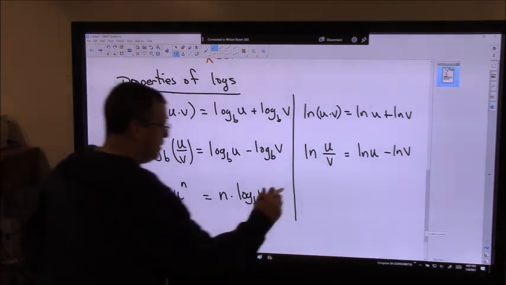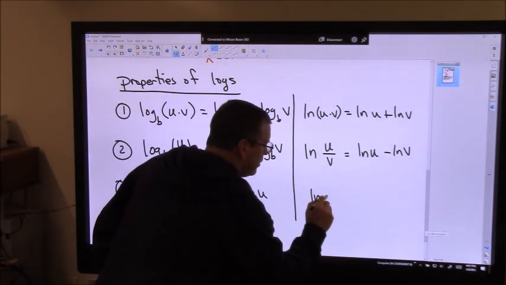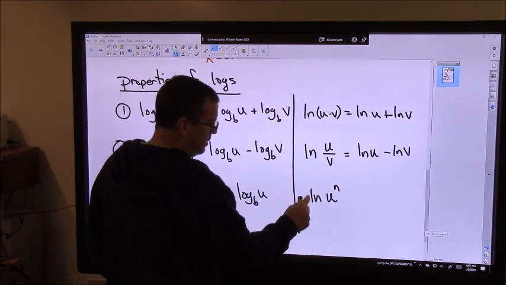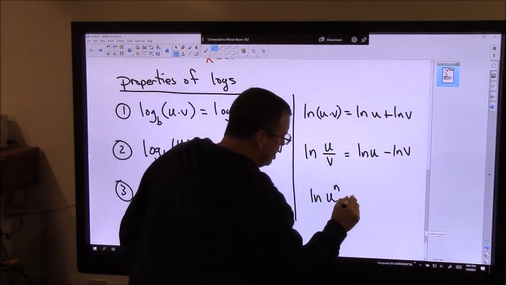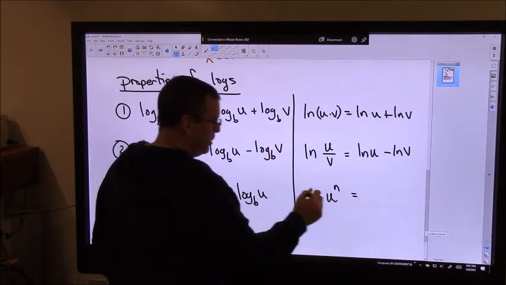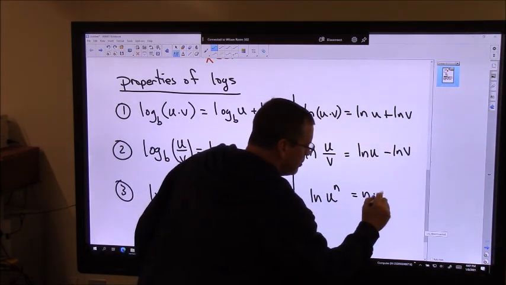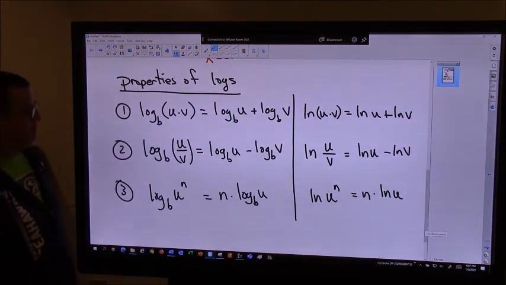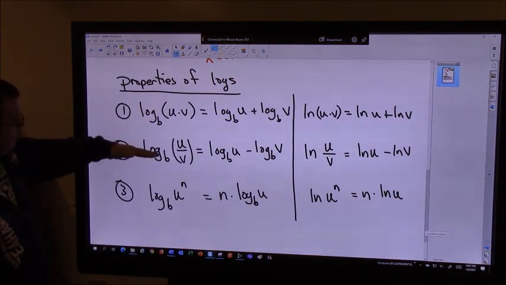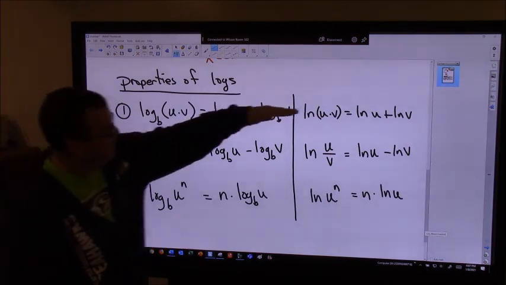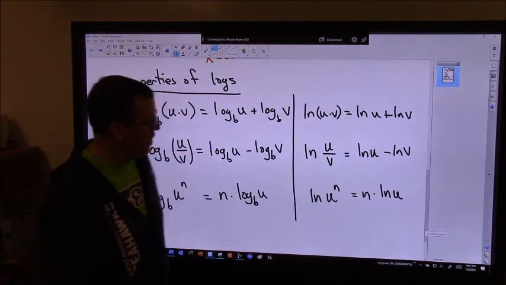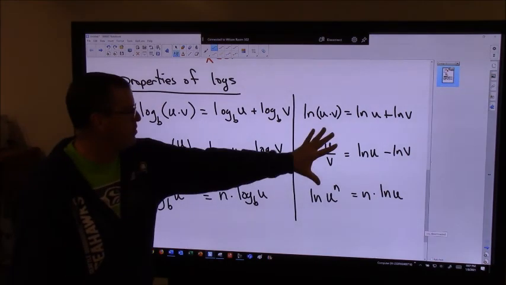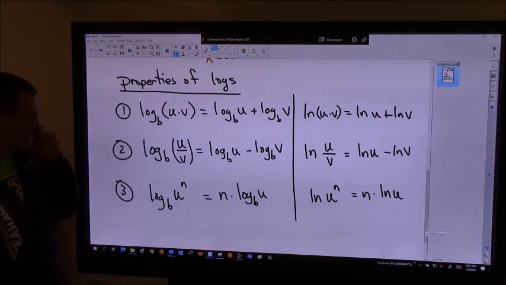All right, this last one, if I've got a natural log of u raised to the n power, I'm raising an exponent to an exponent, and so I need to multiply those. So I'll bring the n down in front, and I'll multiply it times natural log of u. All right, so these three properties that work with common logs, they also work with natural logs, because the base doesn't matter. Right? This just means base e over here, this is everything else.